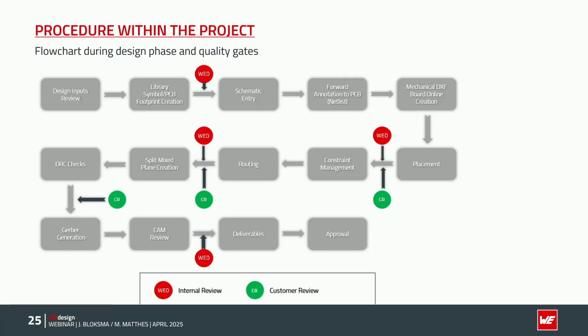To have a look at the flowchart, we have several gateways, internal reviews, and also customer reviews, and we call them quality gates. The red ones we are doing internally with our teams, and there are different points in the development where we need to discuss it with customers. So it's after the placement, for example, that the components are correctly placed, that there's no mistake inside that. After the routing, we have a review with the customer, and also before the Gerber data are generated, we will have a look at this and discuss it.